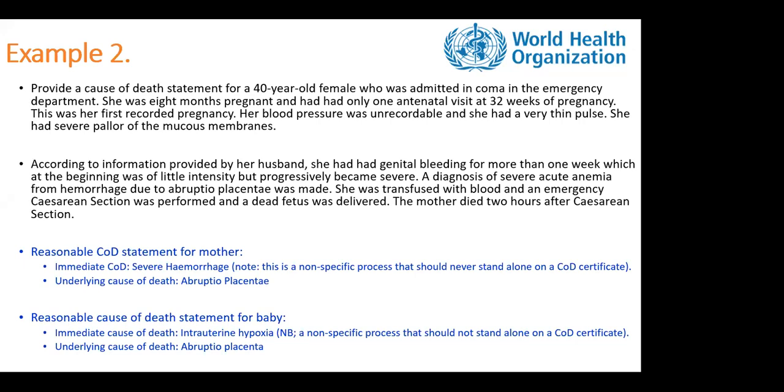Experts will only write for the baby and the mother that the cause of death is abruptio placentae, both as immediate and underlying cause of death. We will see examples where, when you have only one line filled, it is both the immediate cause of death and also the underlying cause of death. I hope this one is clear.